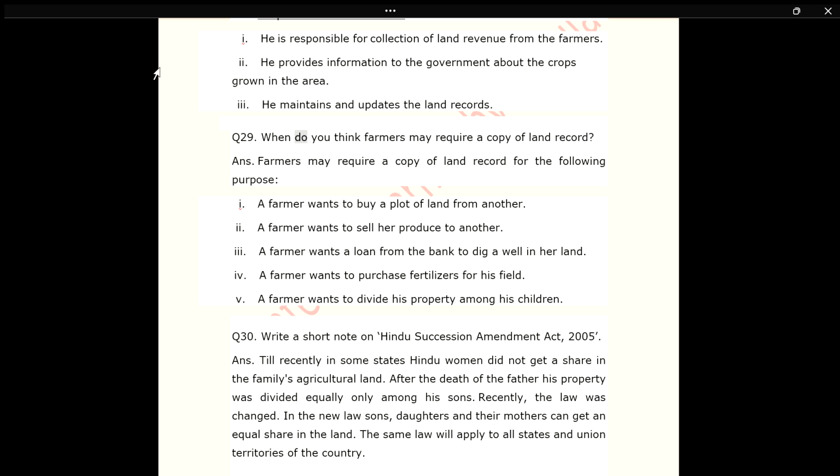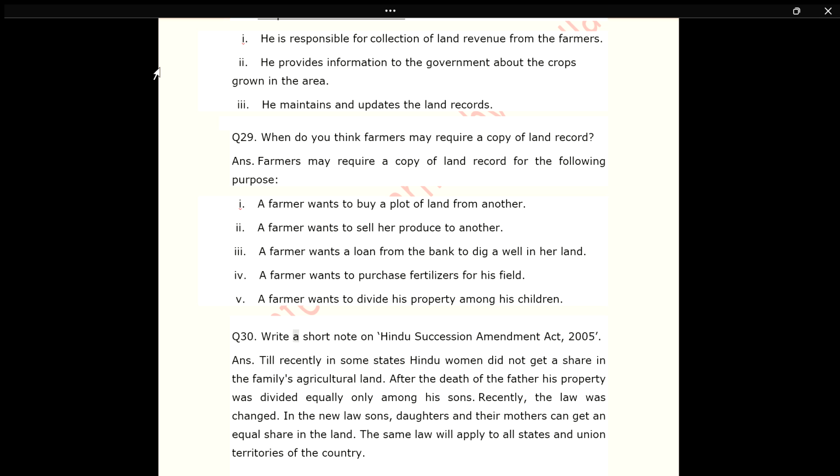Q29. When do you think farmers may require a copy of land record? Ans. Farmers may require a copy of land record for the following purpose. 1. A farmer wants to buy a plot of land from another. 2. A farmer wants to sell her produce to another. 3. A farmer wants a loan from the bank to dig a well in her land. 4. A farmer wants to purchase fertilizers for his field. 5. A farmer wants to divide his property among his children.